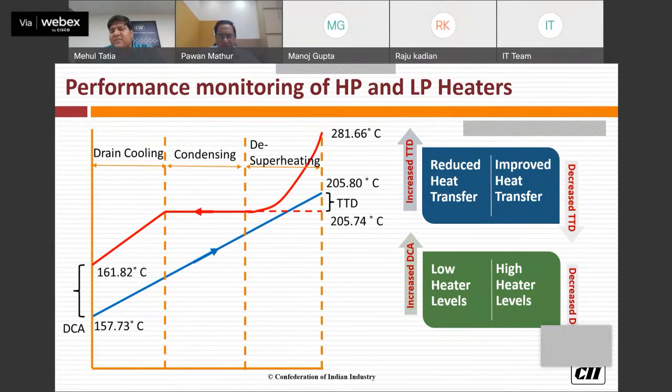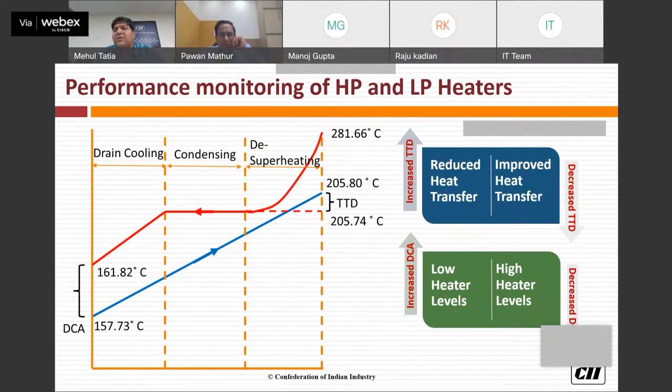Specifically for LP heaters, you may not notice the difference a lot, but definitely if your HP heaters are not performing well, your TTD levels will change. TTD, as it is called, temperature terminal difference, should be as close to zero, and in some cases even negative is possible. But if it is increasing to a higher number, let's say 3, 4, or 5, then definitely the heat transfer has been impacted. So in those areas, check.